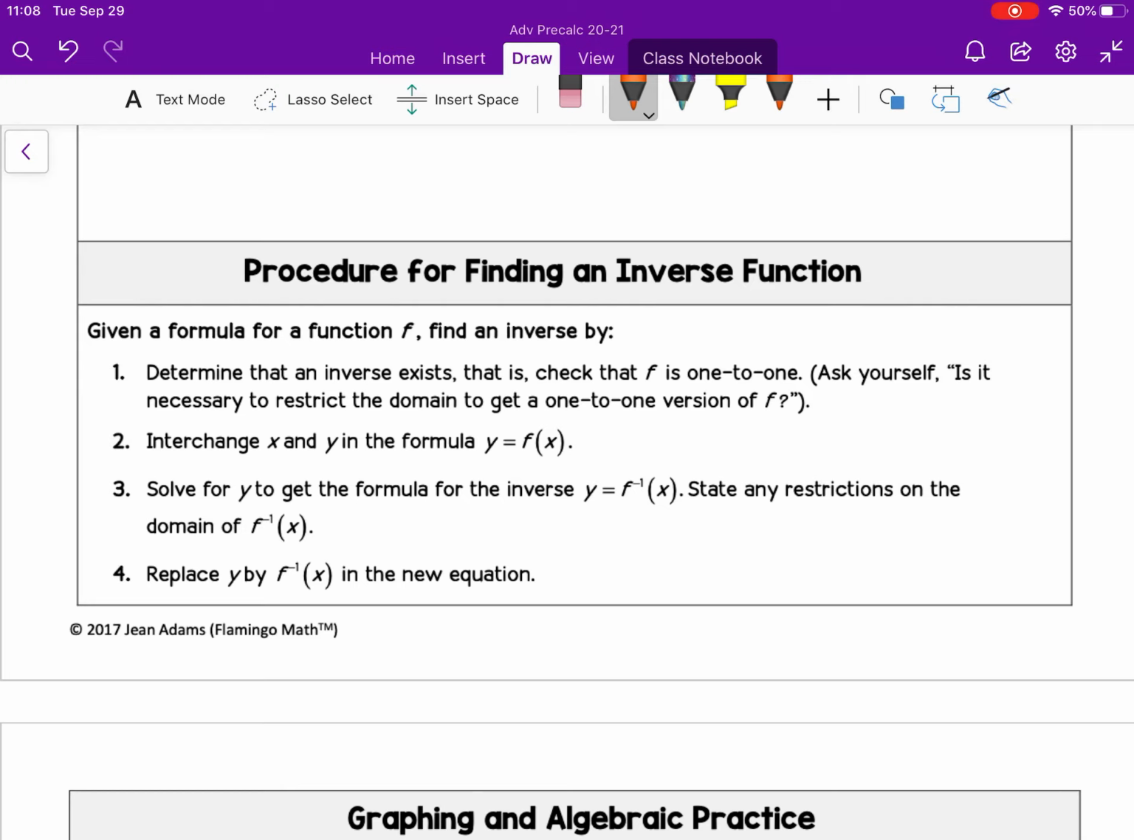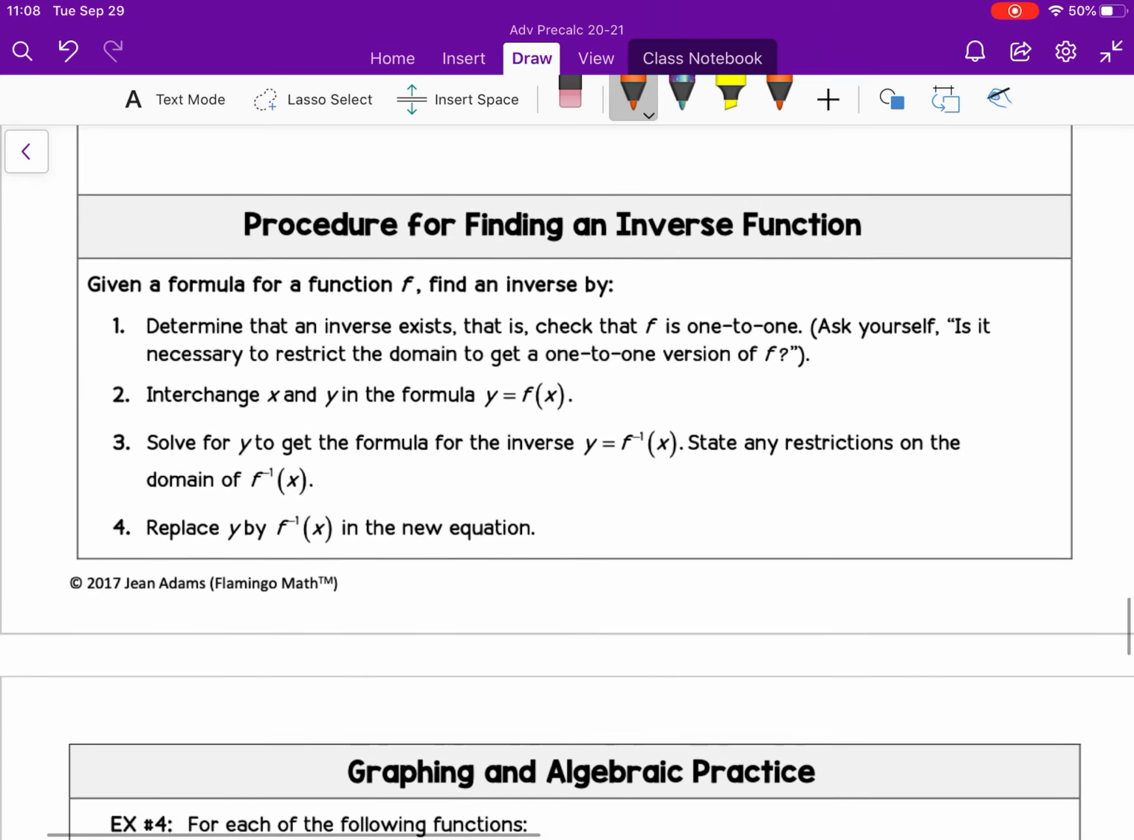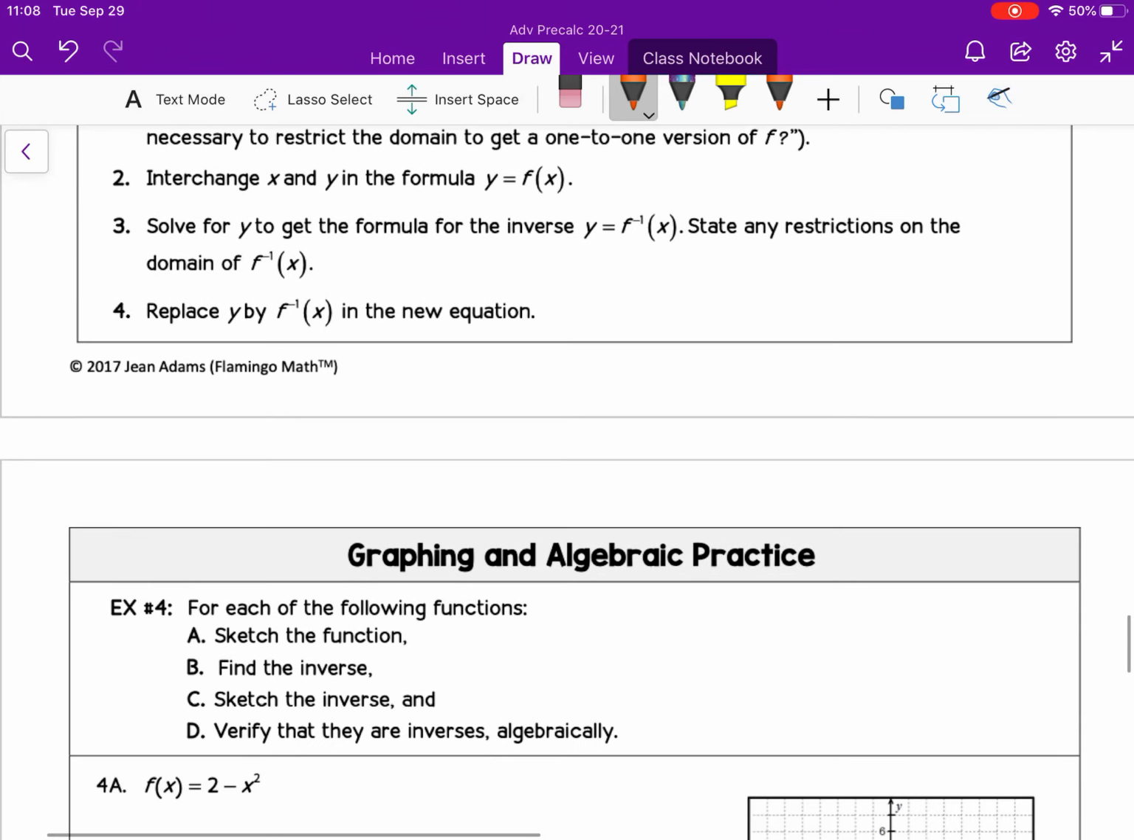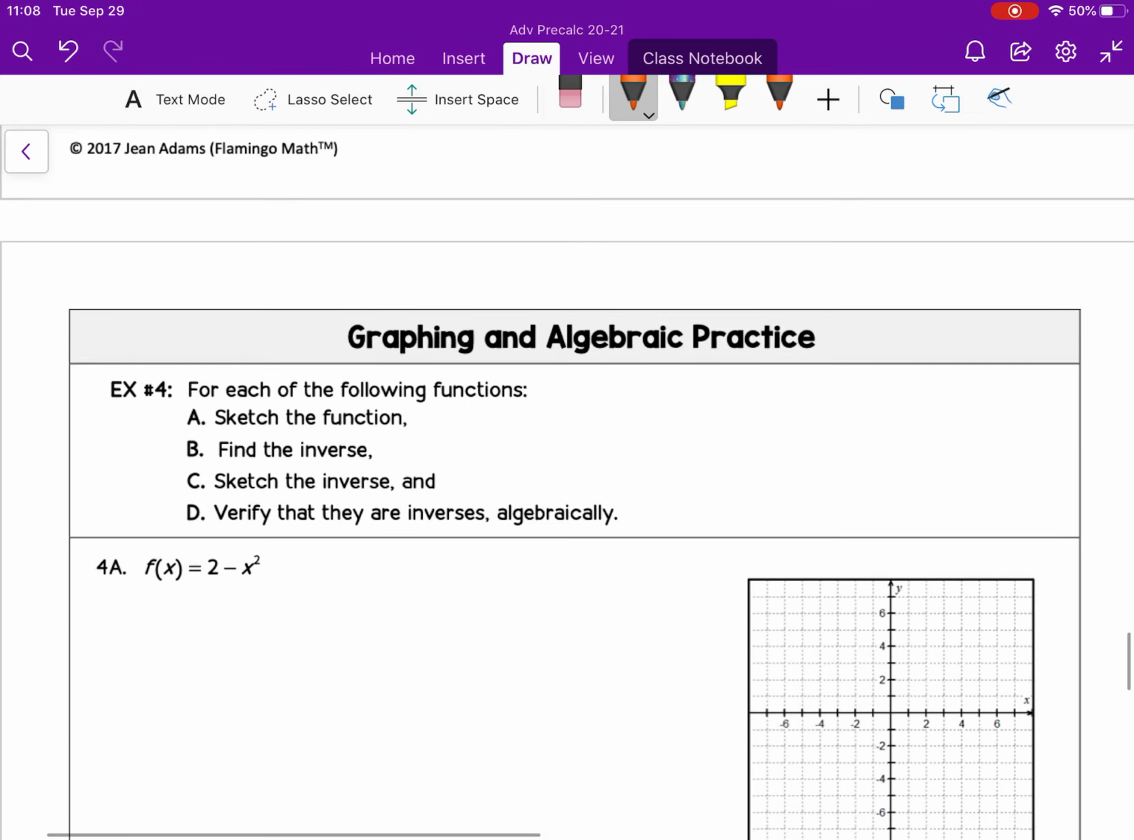You're going to determine whether it's one-to-one or if the domain is restricted. You're then going to interchange x and y, and then you're going to solve for y, or get y by itself. And then you're going to go back and put f inverse of x in for y. So if those seem a little confusing, let's actually try an example, and you may realize that that's not nearly as bad as what it sounded like whenever I just went over them.